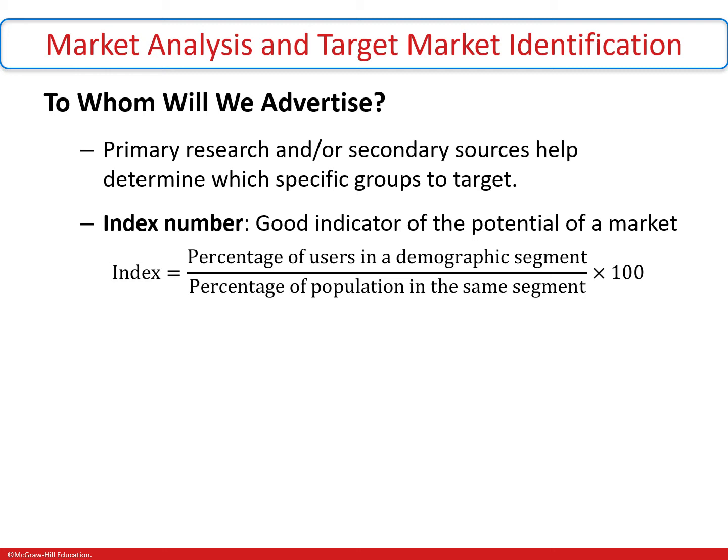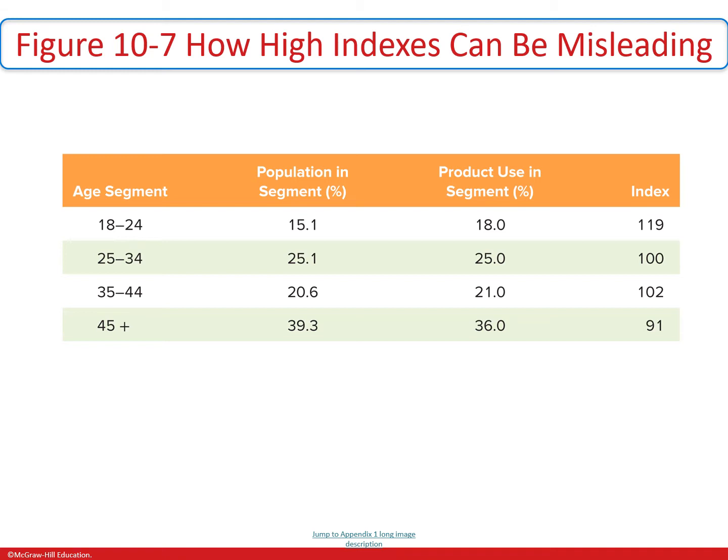And so that is really the important thing here. So when we look at index numbers, what we have to understand is that when we calculate our index number, an index number that is greater than 100 means that the use of the product in the segment is greater than average, which is 100, or less than 100. Let's look at this index number calculator.